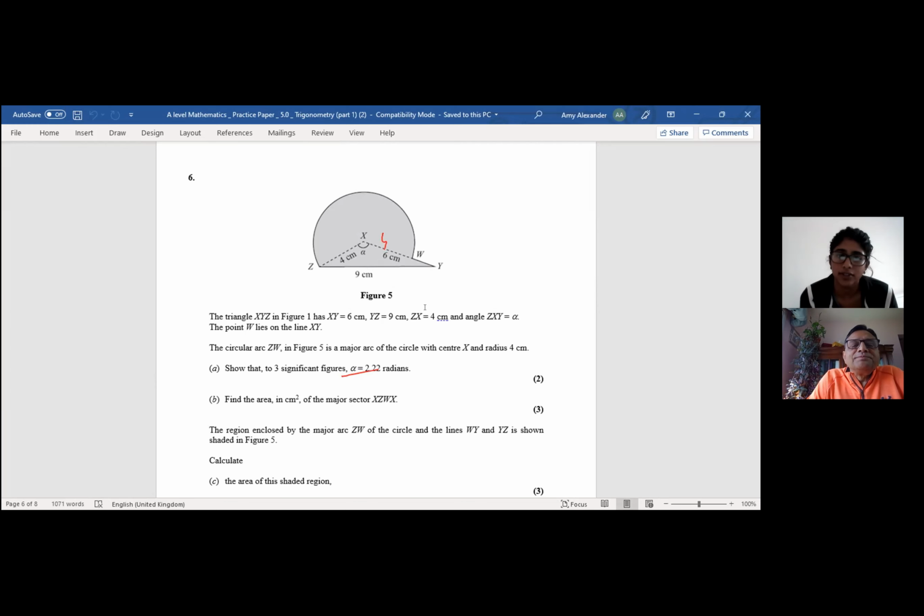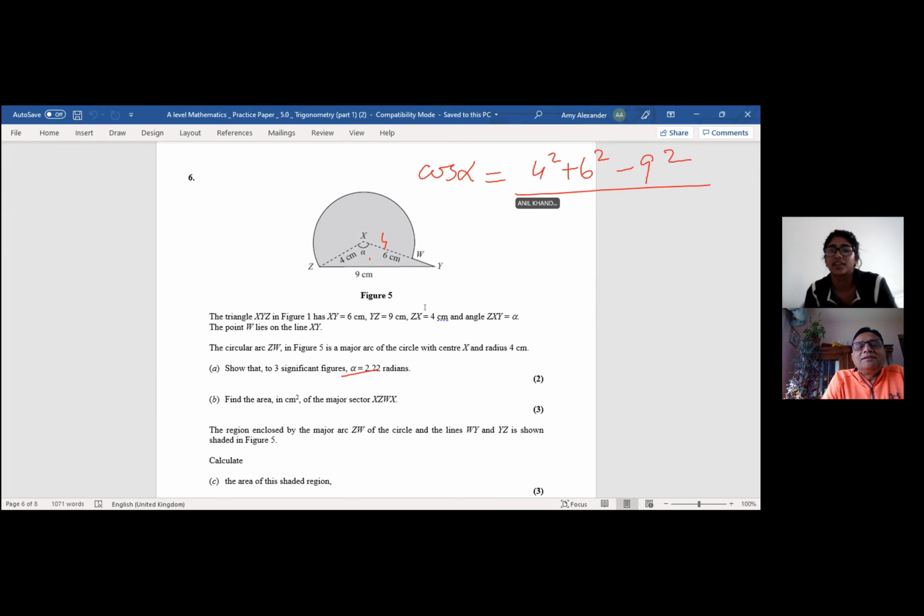So you would use the cosine law again, same thing. Cos alpha is equal to a square plus b square, which is 4 square plus 6 square, minus... I got a bit flustered because it was in a circle. I was trying to think of circle equations.